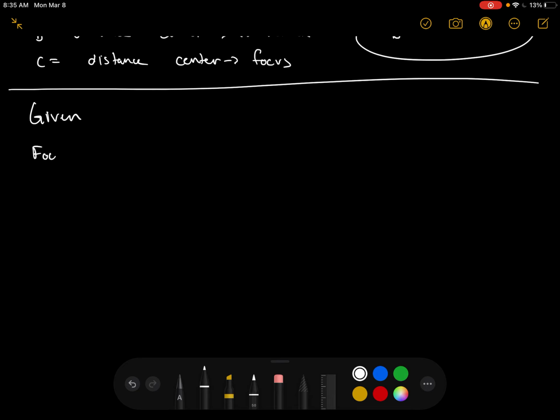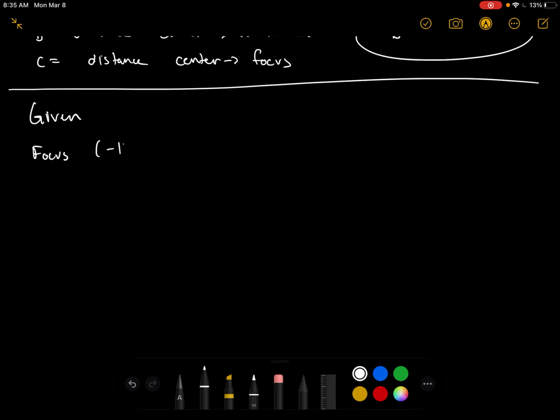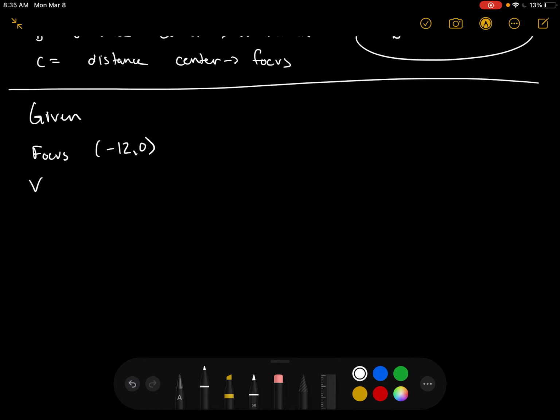All right, so we are given that a focus for an ellipse is at (-12, 0). We're also given that a vertex is at (13, 0), and they want us to find the equation.